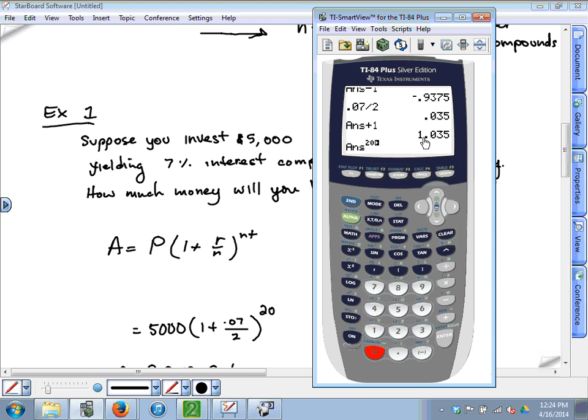But take a look at what we're raising, 1.035. That's essentially the number 1, right? If you take 1 and raise it to the 20th power, what do you get? 1. So are we expecting a super huge number out of this? Not really. 1.989, not a real big number. Now what do we do? Now you multiply by 5,000.